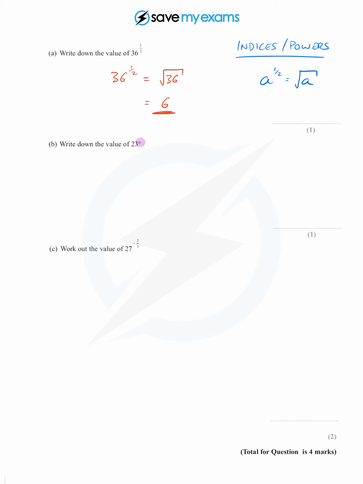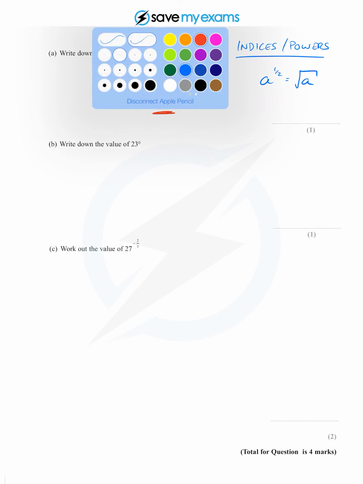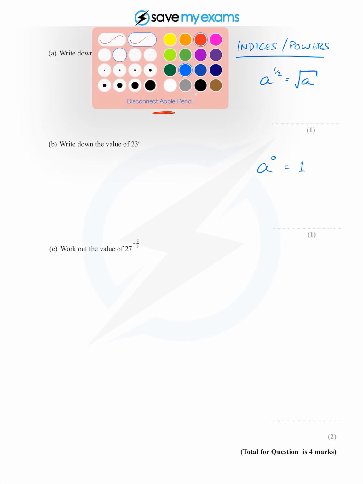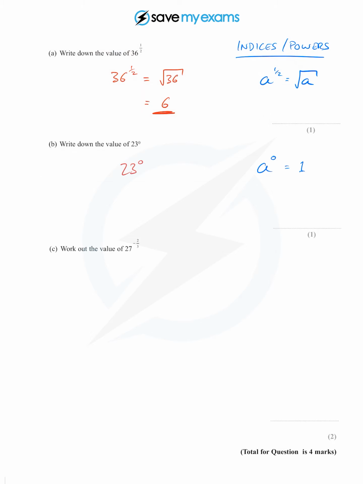The second one, in some ways, is even easier. There is a power law that covers this, and it's one that people often get confused about, but it's a very straightforward one, and that is that a to the 0, as long as a isn't equal to 0 itself, a to the 0 is always equal to 1. And so 23 to the 0, we can just write that down as 1 as our answer.